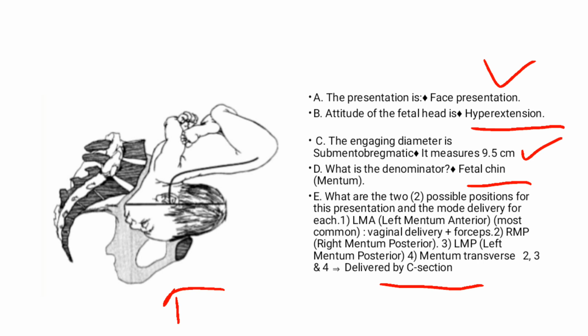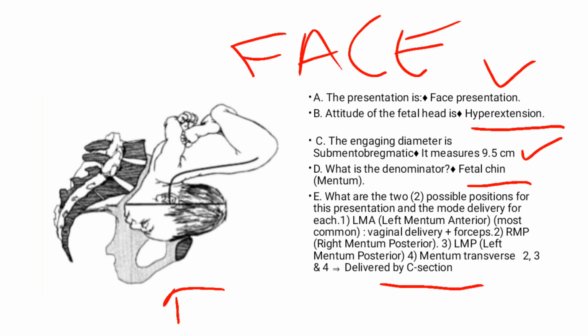So okay, that's the end of the tutorial. And usually in our case, if it's a face presentation, even if it's a left mentum anterior, we don't necessarily even try to do a vaginal delivery due to the complications. We want to avoid the complications by all means. So we just opt for a C-section. Okay, but just follow the hospital guidelines.